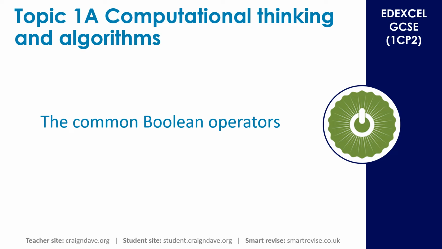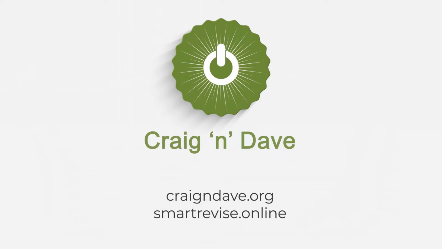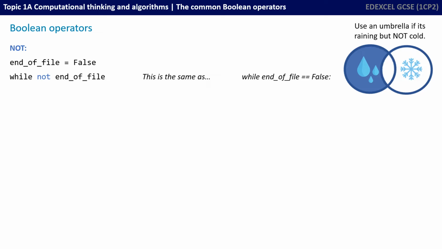In the previous video, we looked at common arithmetic and comparison operators. In this one, we look at the common Boolean operators. So there are three Boolean operators you need to be aware of and how you can use them in programming.